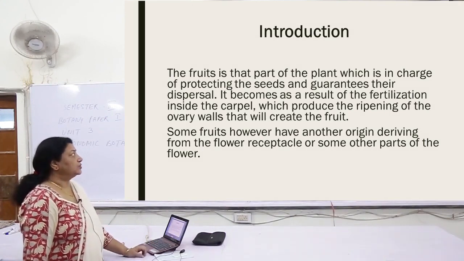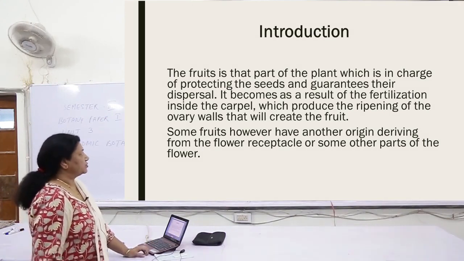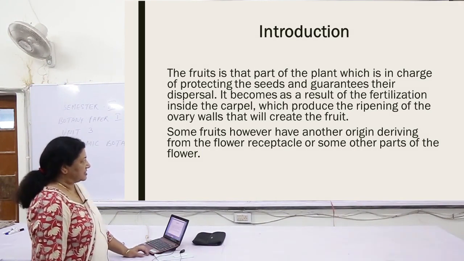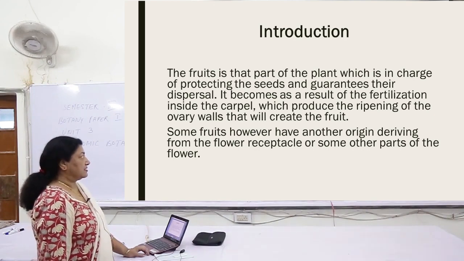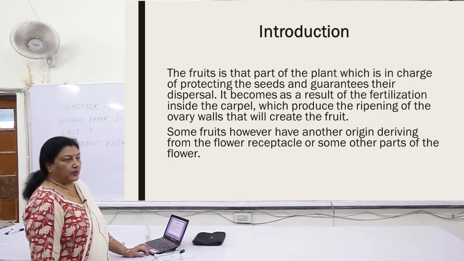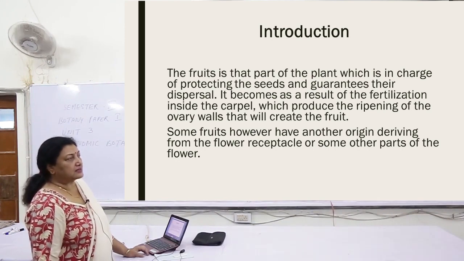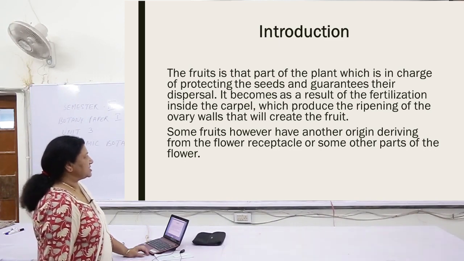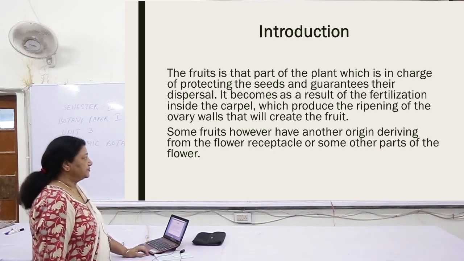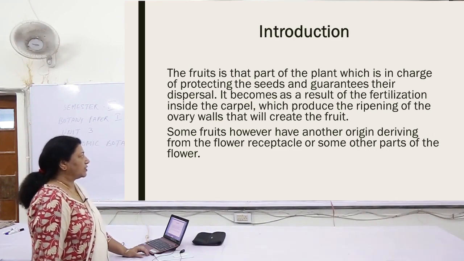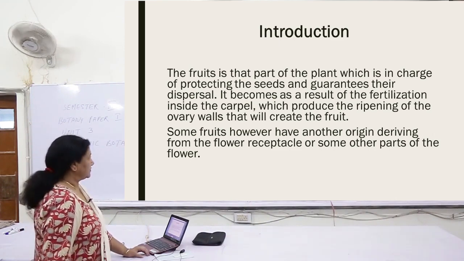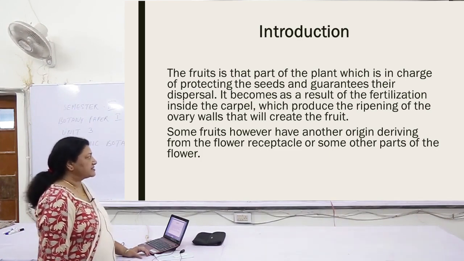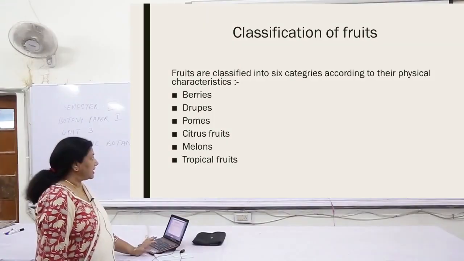What part of the fruit do we eat comes in this. Now basically, how do you define a fruit? Fruit is that part of the plant which is in charge of protecting the seeds and guarantees their dispersal, because if the seeds are not protected, we are not getting any new plant, and thus no new plant, no flowers, no fruits. It becomes as a result of the fertilization inside the carpel, which produces the ripening of the ovary walls that will create the fruit. Some fruits, however, have another origin deriving from the flower receptacle or from some other part of the flower.